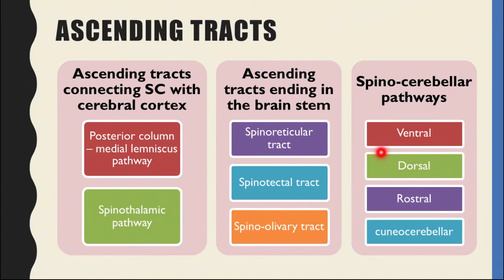The third subdivision is the spinocerebellar pathways. As the name suggests, they end within the cerebellum, and they are further subdivided into ventral, dorsal, rostral or cuneo-cerebellar. We will cover them one by one. First, we will start with the ascending tracts which end within the cerebral cortex.